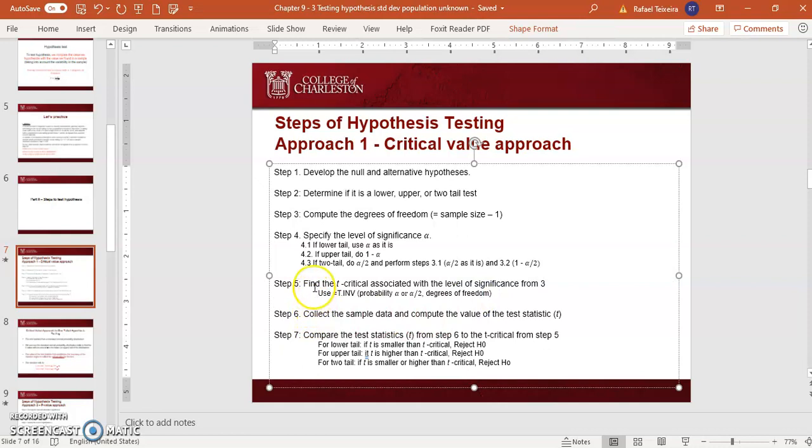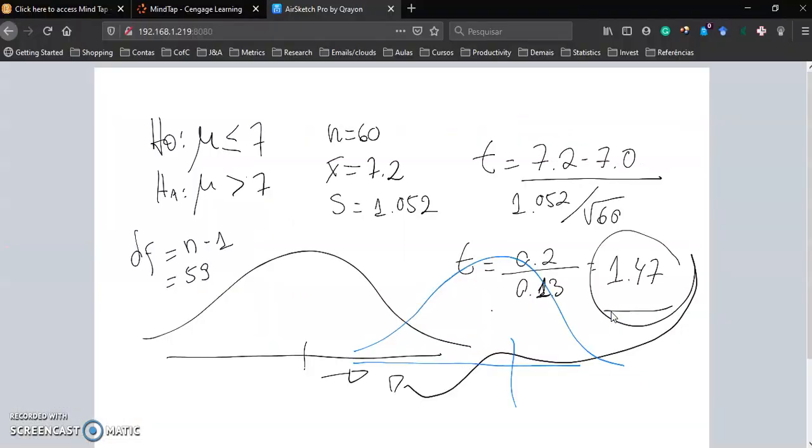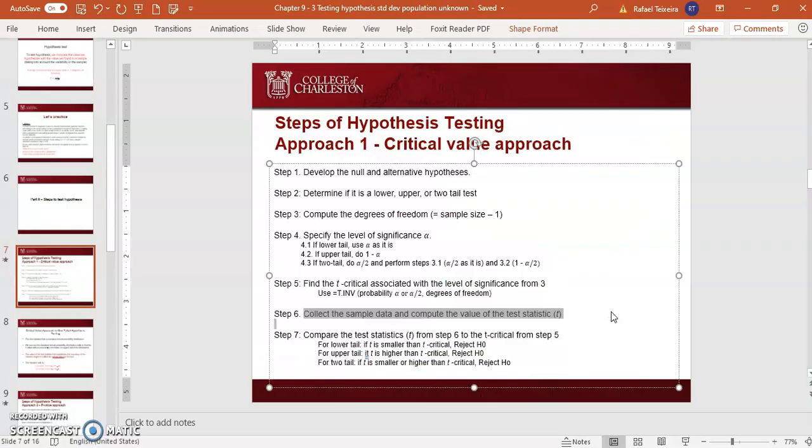Okay, I'm gonna show you in another video how to do everything in Excel. And then you collect the sample data and compute the value of the test statistic. This is the test statistic. Okay, so you do that. You compare with the t-critical. Remember, it's a very similar procedure to the one I showed you before.